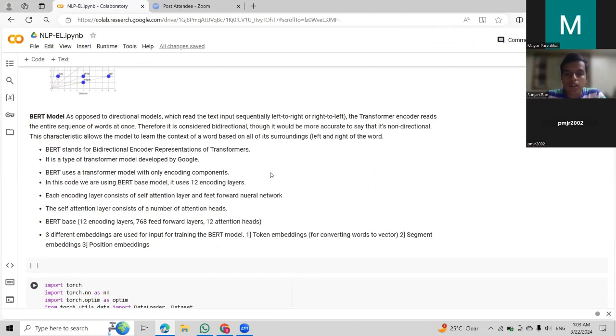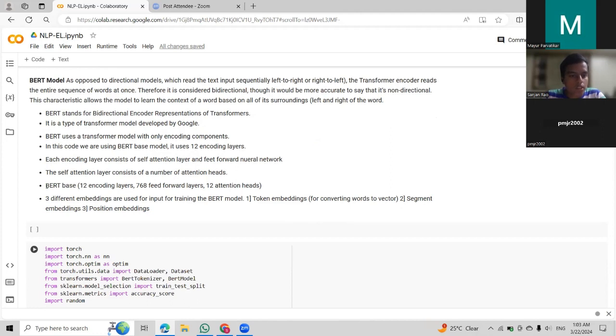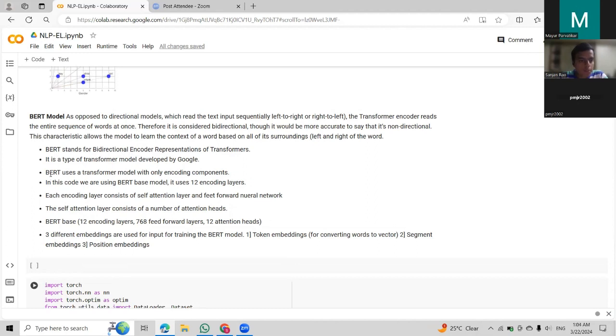Generally, a transformer model consists of encoding layer and decoding layer, which is used for language translation. Since we are not doing language translation here, we are just trying to figure out the similes present in the sentences. We are using BERT model which contains only the encoding layers. So the specific version is BERT base model, which consists of 12 encoding layers, 768 feed forward neural networks, and 12 attention heads.